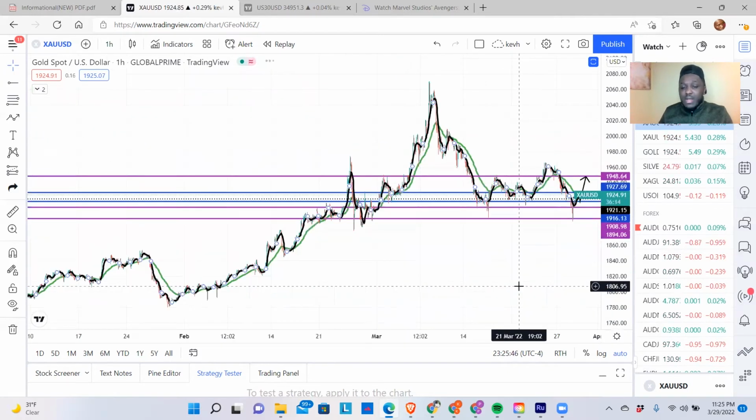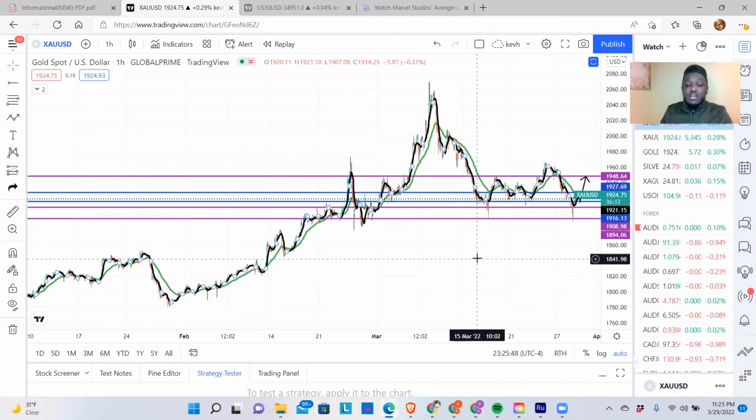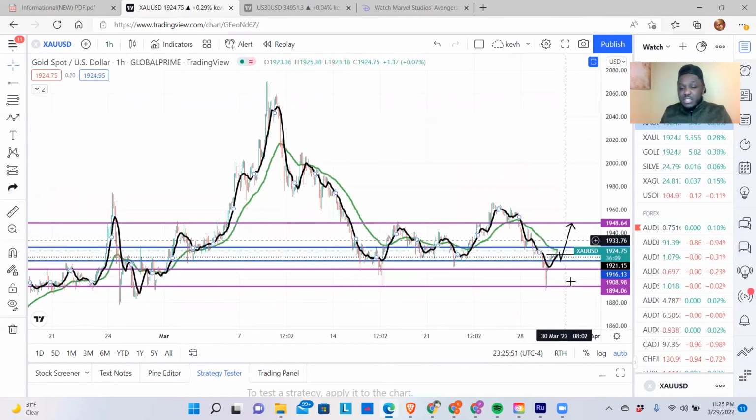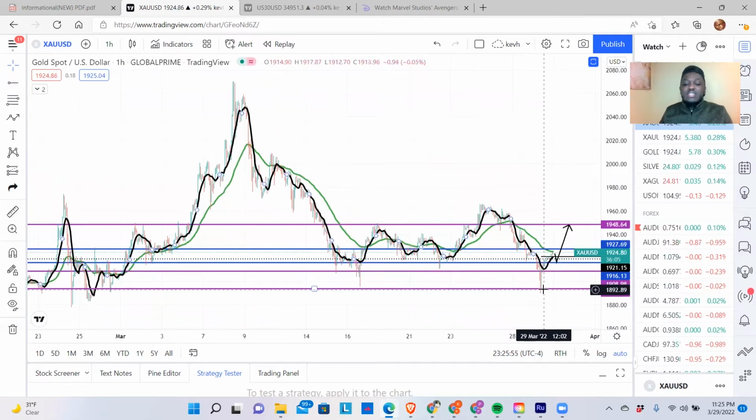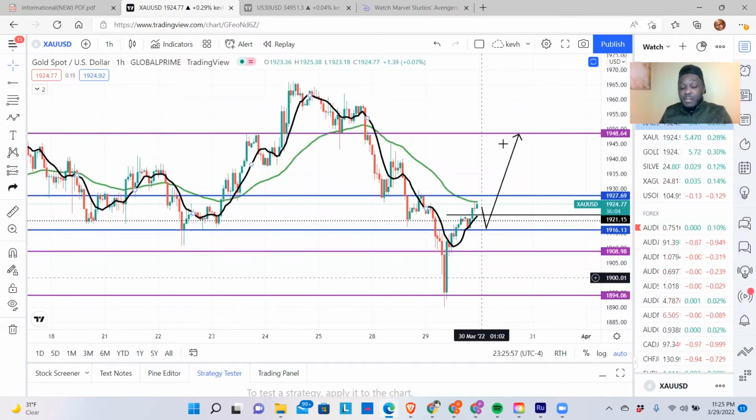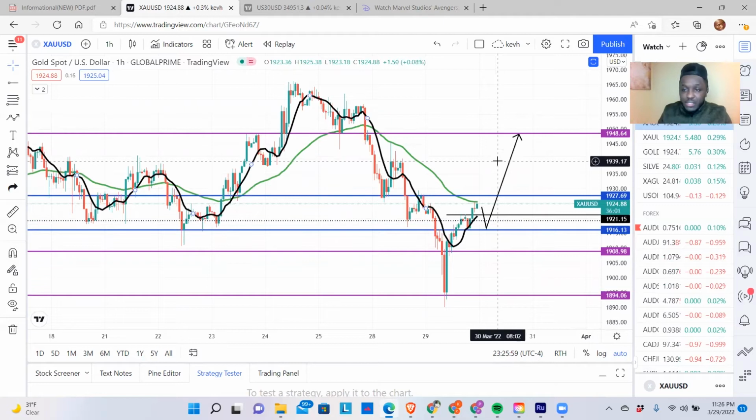But if there is one thing that I can clearly see here, it is that we just came off a very strong support area. So the chances of this market jumping back up are exponentially high, like really high for me.